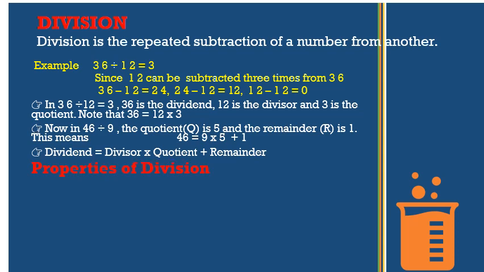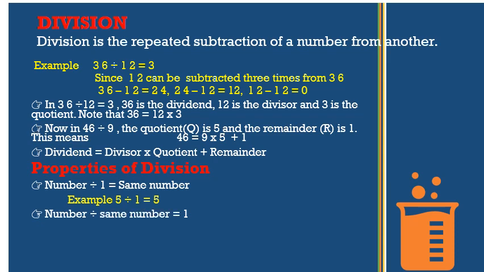So now let's come to the properties of division. So what is the first property? A number divided by 1 is equal to the same number. That is, when you divide a number by 1, your answer is the same number. For example, 5 divided by 1 is equal to 5. That is the same number.